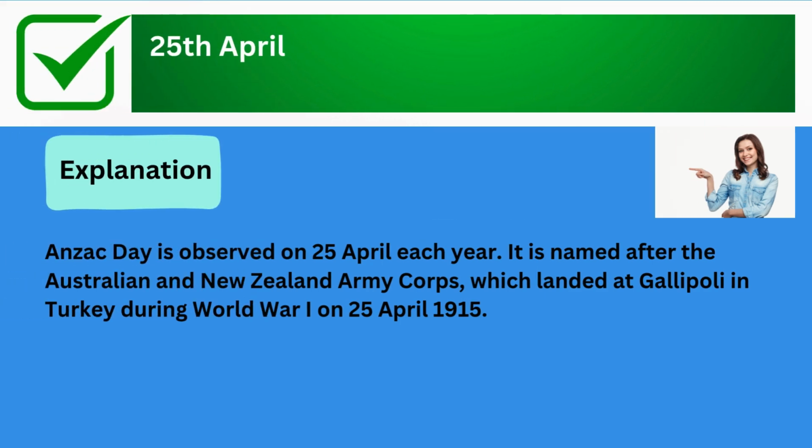The correct answer is 25th April. Explanation: Anzac Day is observed on 25 April each year. It is named after the Australian and New Zealand Army Corps, which landed at Gallipoli in Turkey during World War I on 25 April 1915.